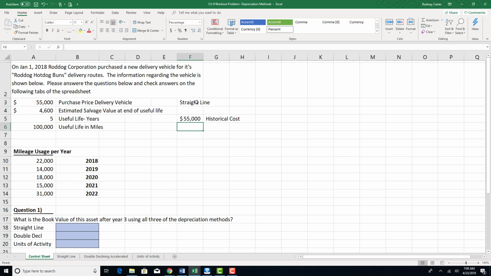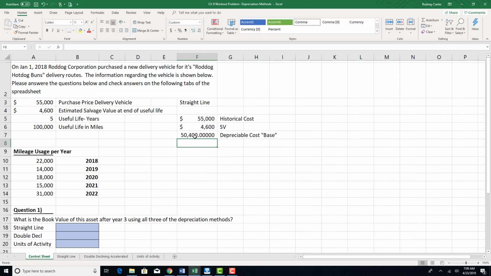And then to get to our salvage value, we know it is 4,600, which gives us a depreciable cost, or base, of 55,000 less 4,600. And that helps us know what we're going to use to depreciate, because when we get to the end of the 5 years, we want our book value to match salvage value.